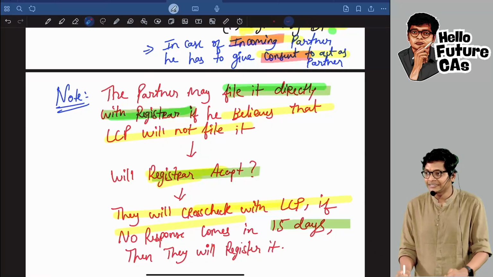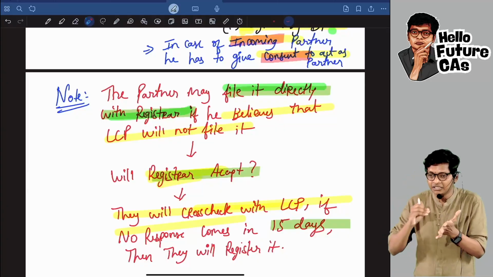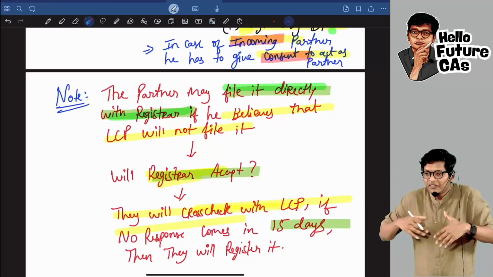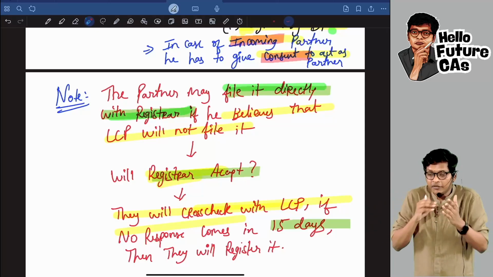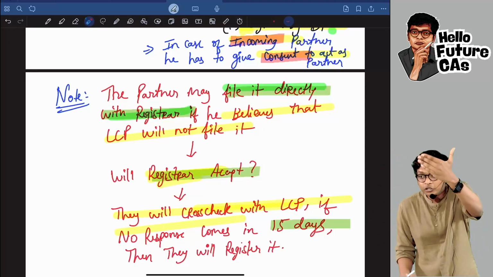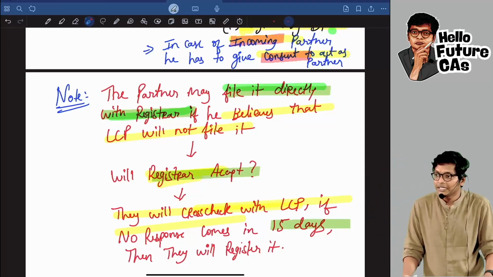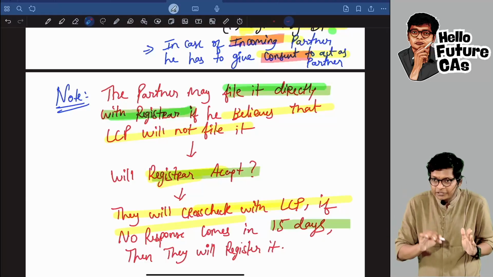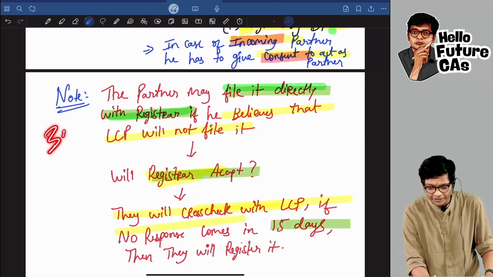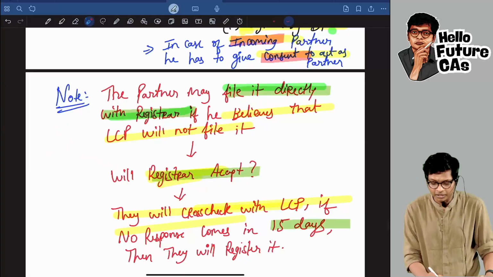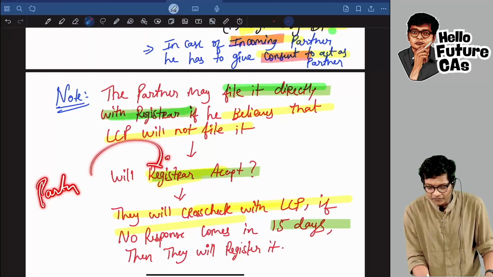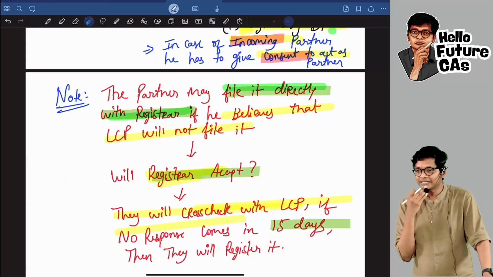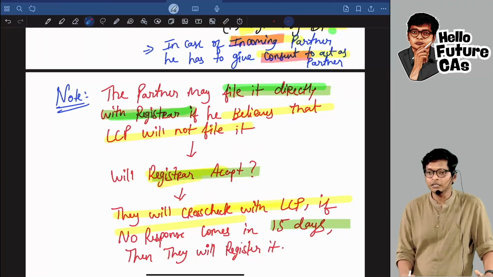Are you following, guys? In the Companies Act, if you remember satisfaction of charge, the company has to file satisfaction of charge to the ROC within 30 days. If the company is never filing, a charge holder can file, and then they will cross-check and wait for 14 days in case of charge registration. Correct? Over here also, the LLP has to file to the ROC within 30 days, guys. If the LLP does not file, the partner will directly file to the registrar. Will he accept? Yes, he will cross-check and wait for 15 days. If no response or no objection comes, he will proceed and make the alterations.